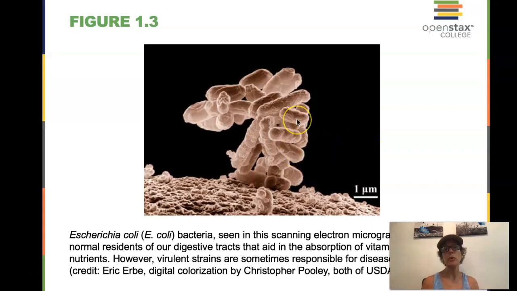E. coli is important to human health. We have them in our intestines, like the slide says. They help us to absorb vitamin K, but if we ingest them where they were present in a different animal's digestive tract, they can cause very serious illnesses in us, and that happens because we might ingest undercooked meat. If the meat is cooked well, then it's usually not a problem.